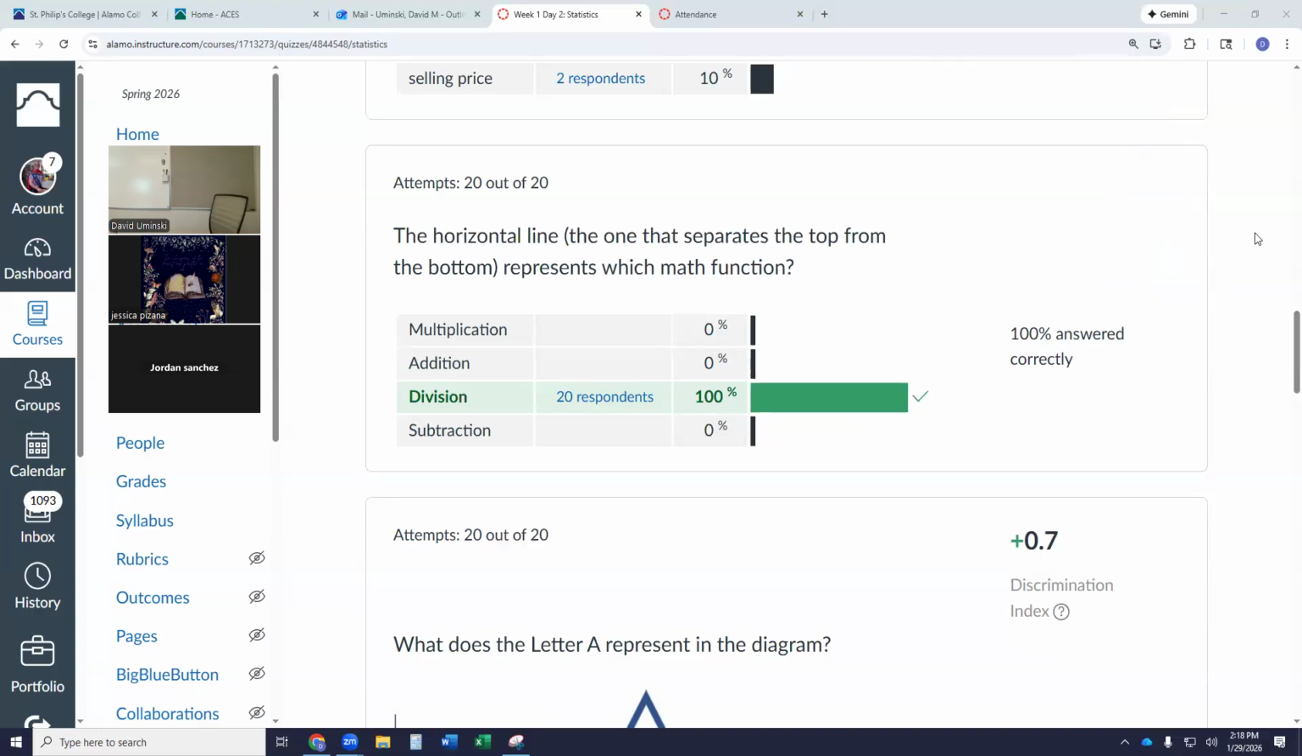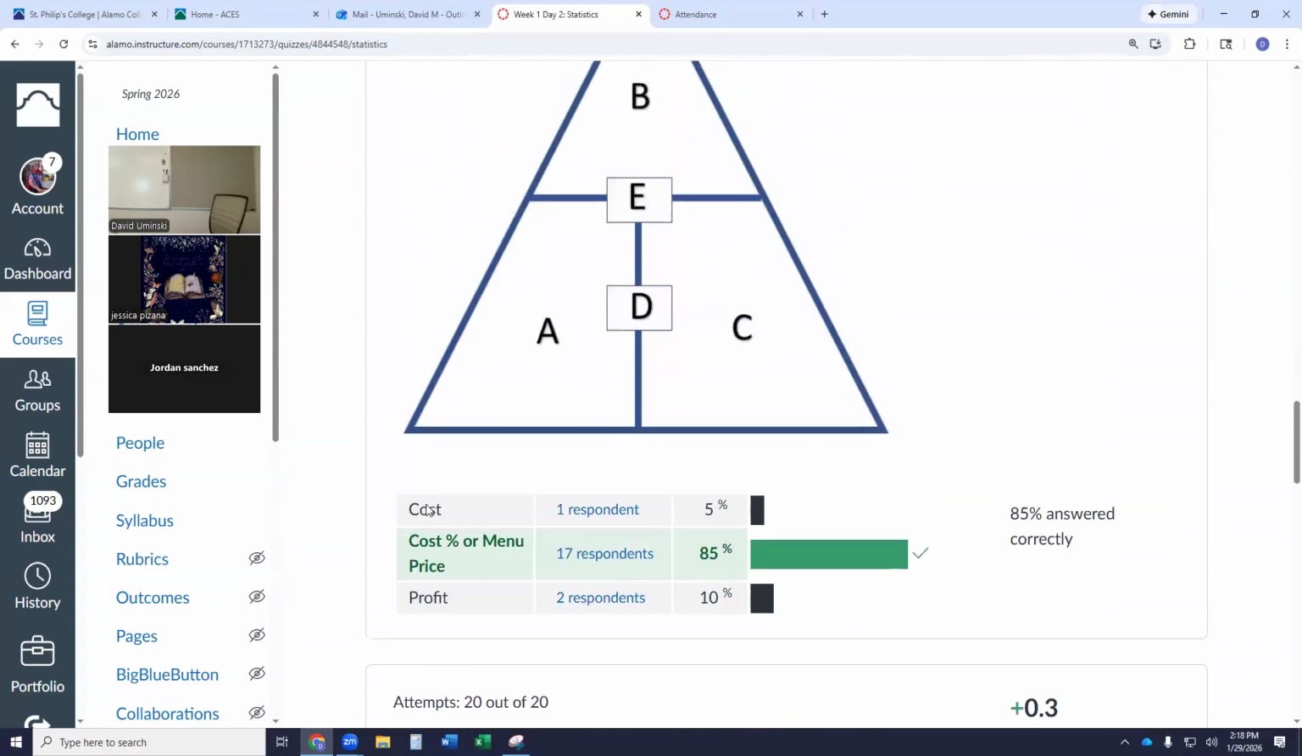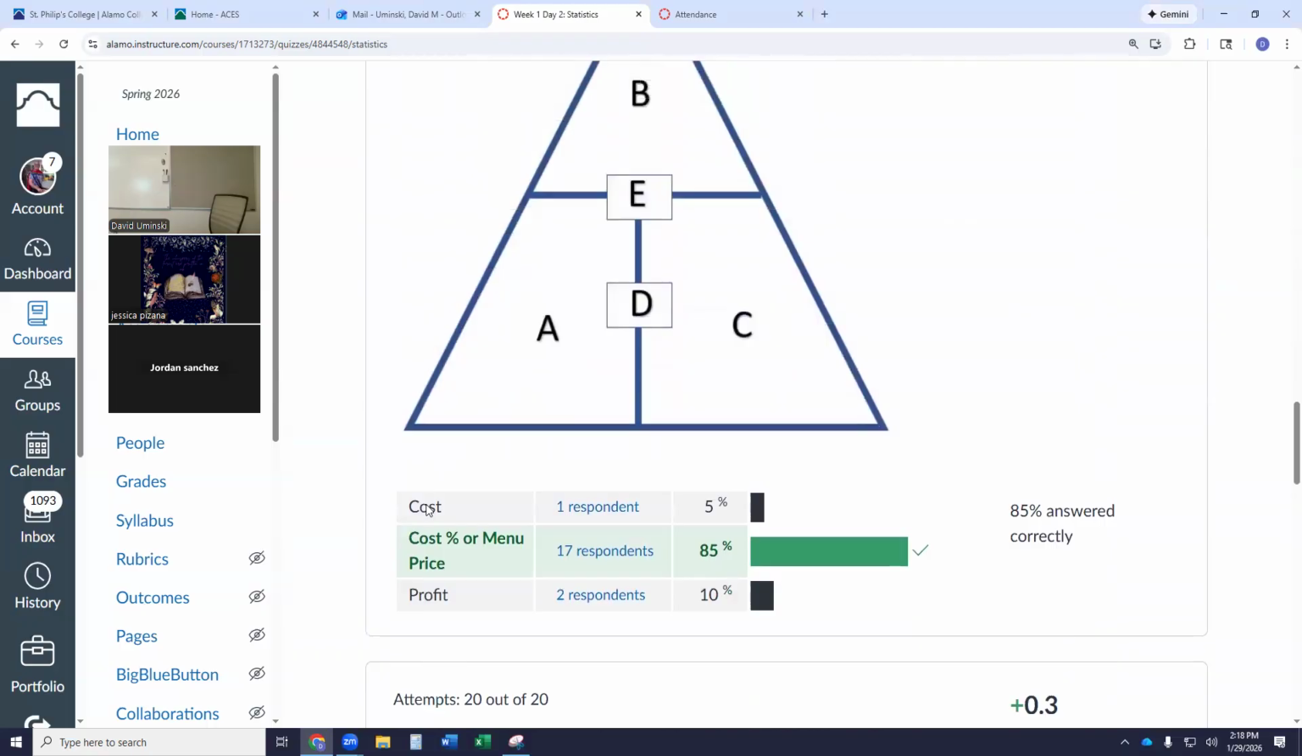All right. So letter A represents, why does letter A represent cost percentage or menu price? Any thoughts? It can be either A or C. It can be either or, right? It can be either A or C because D is what kind of math? It's multiplication, so it can go in any order. Okay. So it doesn't matter what you put in the bottom ones, whether you put percentage first or you put menu price first. Okay. It doesn't matter because they can go interchangeable.